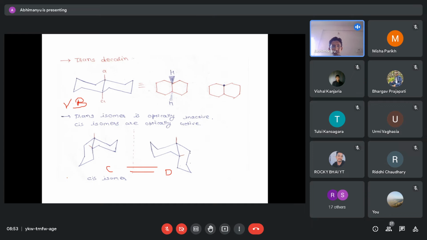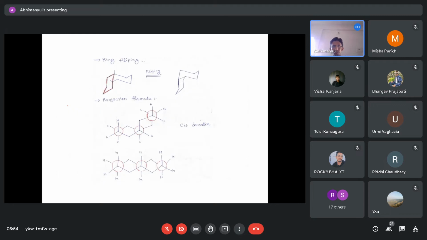Energy of the C and D is the same, but stability of the conformations of C and D is less as compared to conformation B. So what is the meaning of ring flipping? Here you can understand the concept of ring flipping. Here, this axial bond and this equatorial bond, these axial bonds can convert into equatorial, and this equatorial bond is converted into axial bond. It is the simple concept of ring flipping.